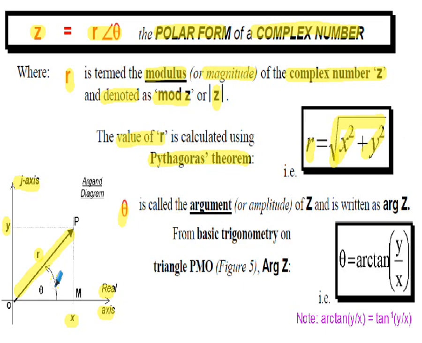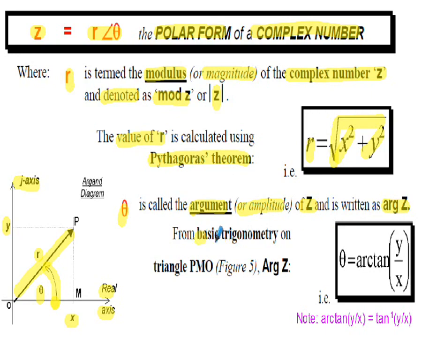The angle theta, which is shown here on the Argand diagram, is measured positive from the real axis in an anticlockwise direction, and it's essential we use that notation in our calculations. Theta is sometimes called the argument or the amplitude of z, and can be written as arg z for short.